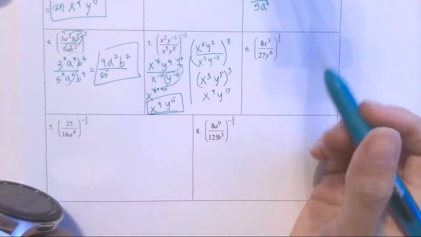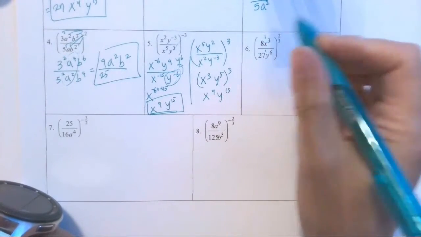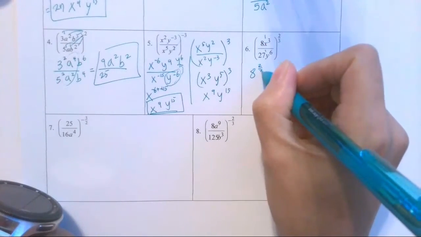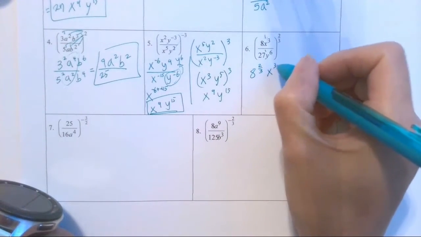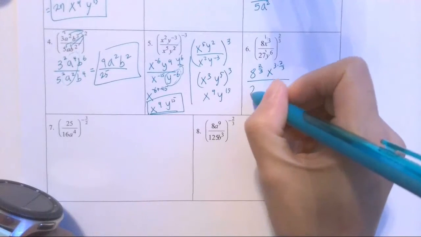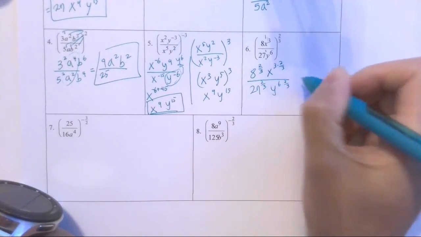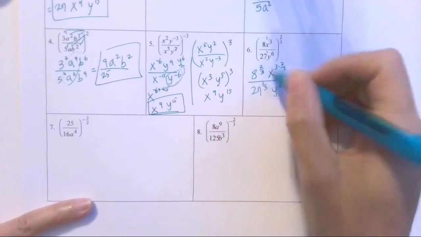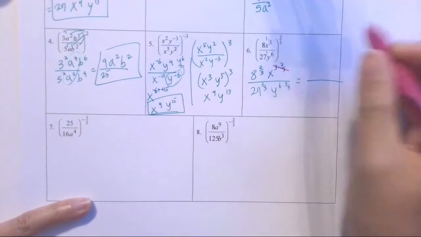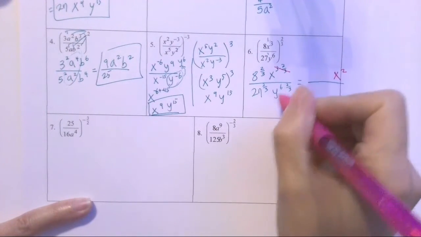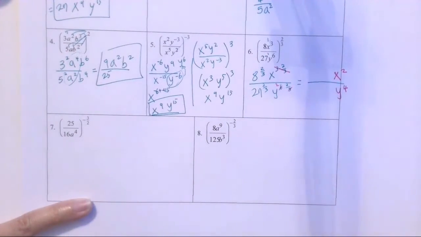Alright, number 6. Distribute all of that, so a to the 2/3 power, x to the, what's 3 times 2/3? Well, let me just write it. Over 27 to the 2/3, y to the 6 times 2/3. Okay, let me take care of the numbers later. Do the variables first. So 3 times that is 2, so x squared. 6 times 2/3 is 4, so y to the 4th power. So I got that.